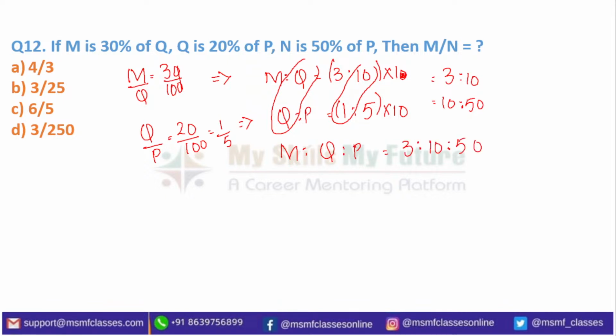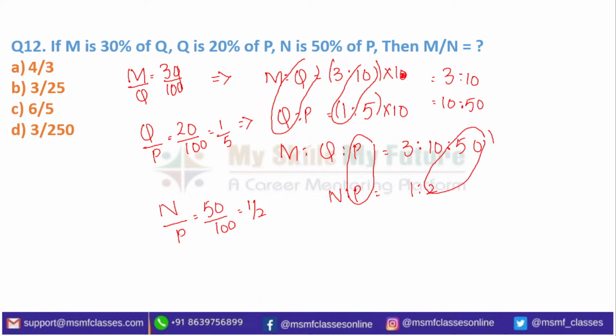Next, third condition is N is to P. N is 50% of P, that is 50 by 100, which is nothing but 1 by 2. This can be written as N is to P equal to 1 is to 2. Here P is the common parameter, but the value of P is not the same. So the whole ratio should be multiplied by 25, and automatically it will be the same, meaning 25 is to 50. The first one also has 50.